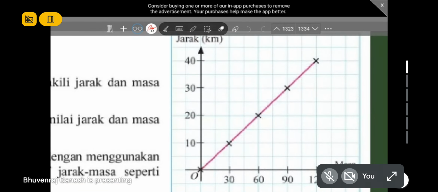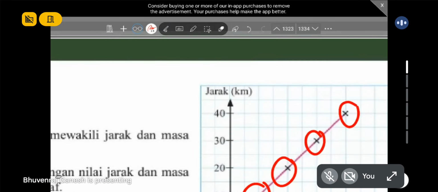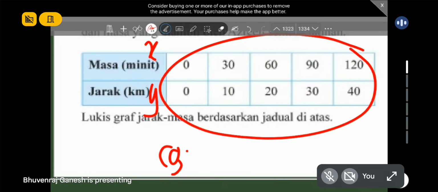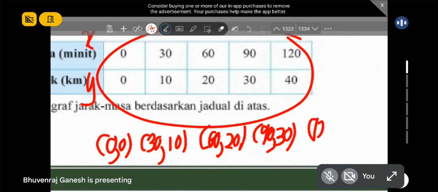So basically you guys just need to plot all these points. Kamu plot semua 5 titik ni saja. This one is your X, this one is your Y. Faham? So the coordinates are 0, 0; 30, 0; 60, 20; 90, 30; and 120, 40. So you guys just need to plot all these points.